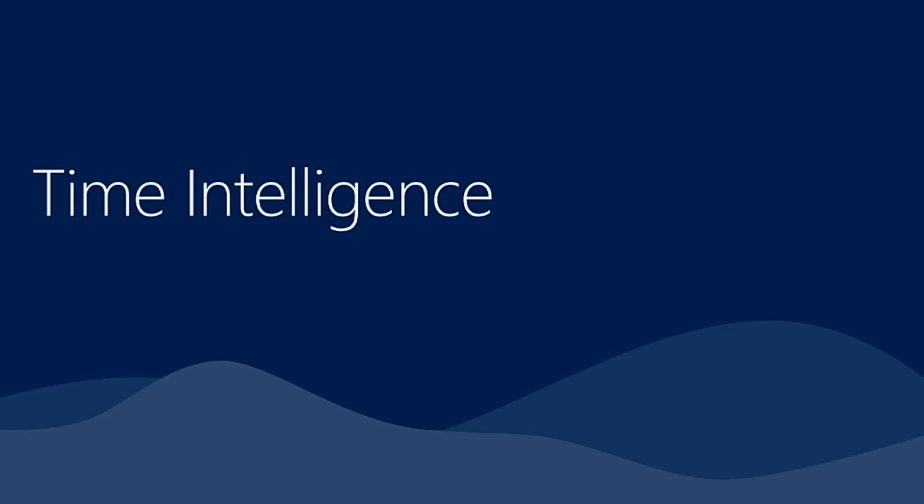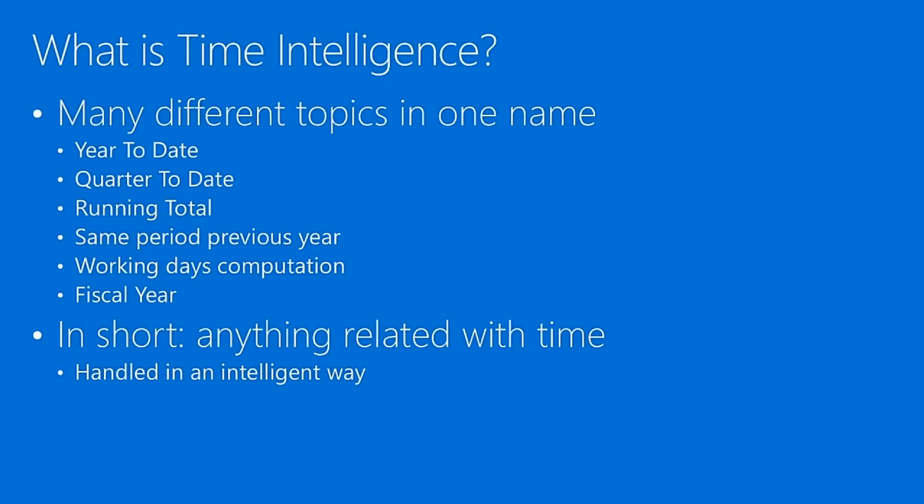Because the good point about DAX is that once you learn evaluation context, row context, filter context, and all this stuff, you are done. There is nothing else that you need to learn. Everything else is just an application and some variation on the same theme. So all time intelligence is extremely simple to implement. I guess you know what time intelligence is. Say yes. Year to date, month to date, quarter to date, running total, all these kinds of calculations are what we typically refer to as time intelligence.